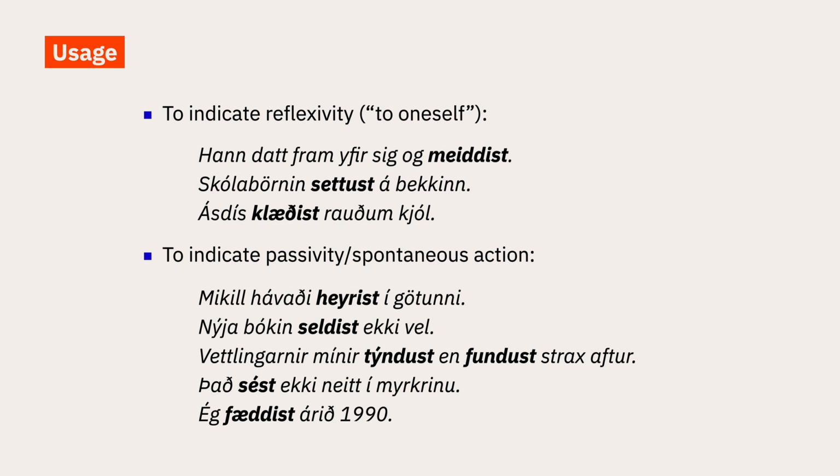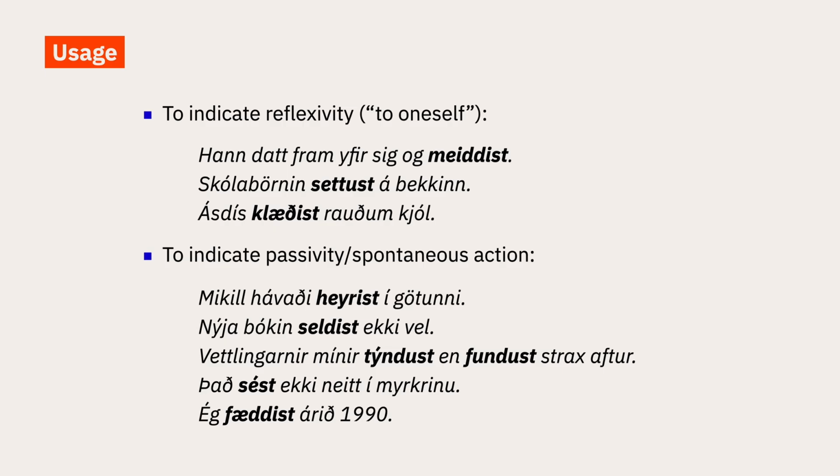Next example we have here is Vettlingarnir mínir týndust en fundust strax aftur. So my mittens got lost, but they were found right away. They turned up right away. So we can see here that the middle voice can sometimes be used to absolve oneself of something or deflect. We can say my gloves got lost, not I lost my gloves. We don't need to say ég týndi vettlingunum mínum, but vettlingarnir mínir týndust. They just got lost all by themselves, and they just turned up all by themselves.